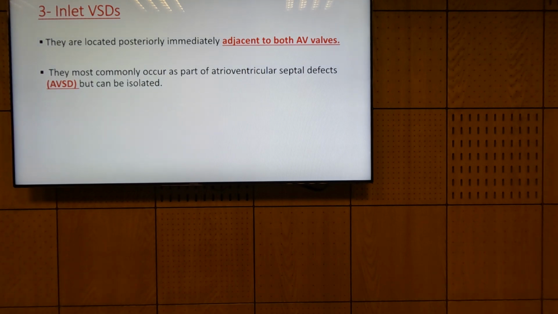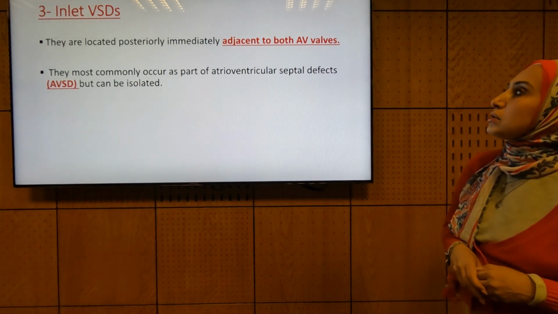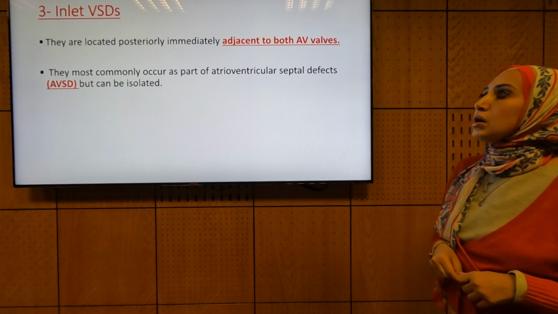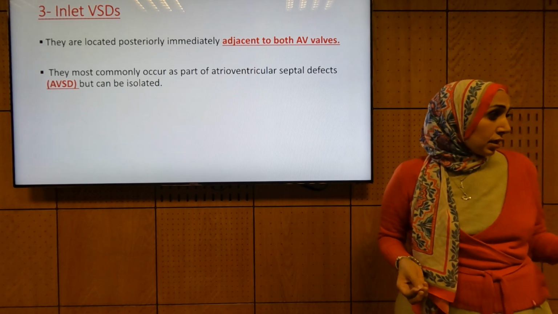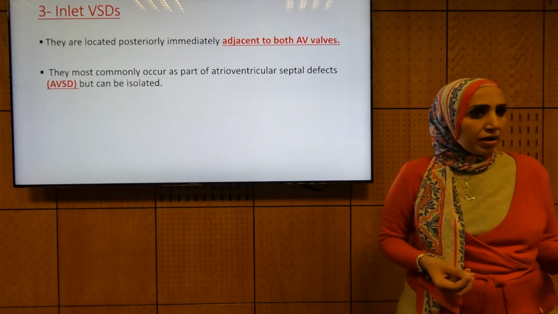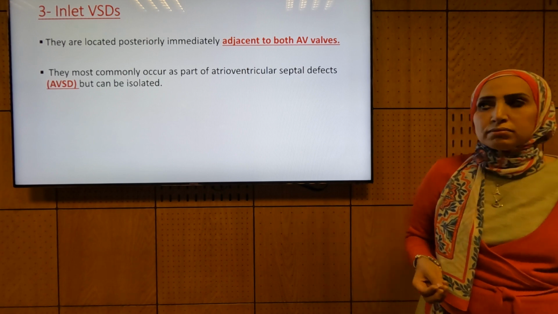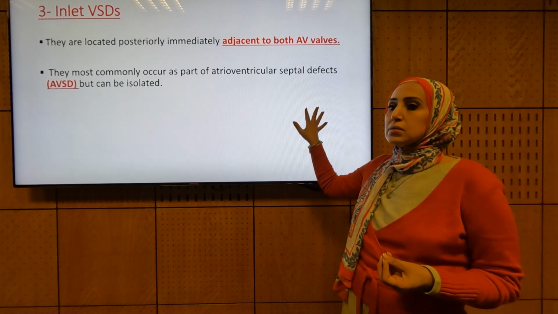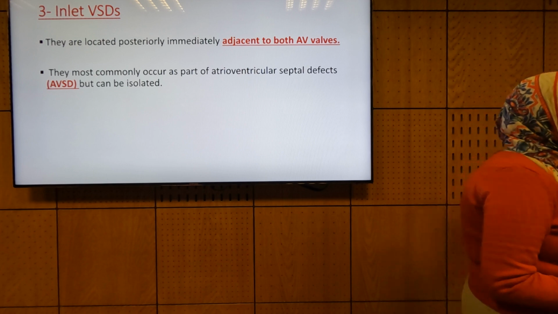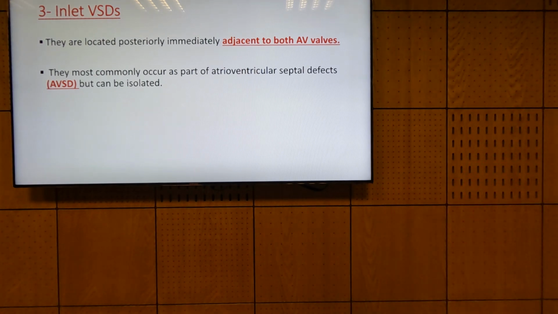Okay, the inlet VSD is located just beneath the AV valves, the tricuspid and mitral. Commonly, it can come as an isolated inlet VSD. It's very unlikely to come as an isolated VSD, but mostly we see it in the atrioventricular septal defect, the canal defect. But you can see it as an inlet VSD.